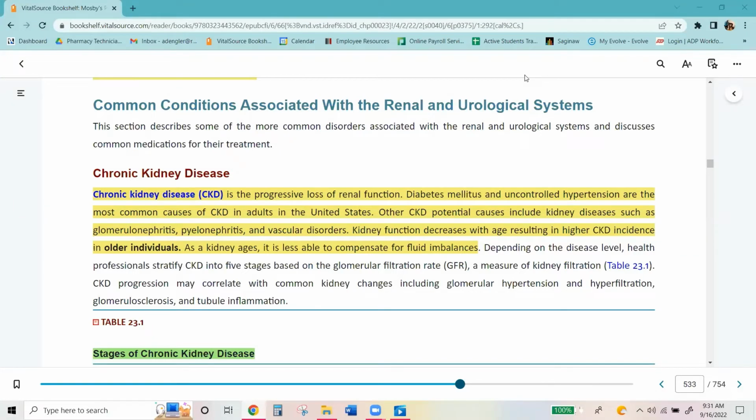Chronic kidney disease is the progressive loss of renal function. Diabetes mellitus and uncontrolled hypertension are the most common causes in the United States. Other potential causes include kidney diseases such as glomerulonephritis, pyelonephritis, and vascular disorders. Kidney function decreases with age, resulting in higher CKD incidence in older individuals. As the kidney ages, it is less able to compensate for fluid imbalances.